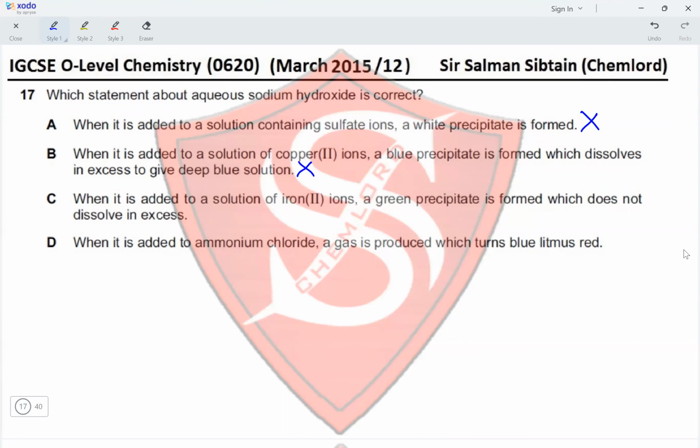So next, when it is added to a solution of iron 2 ions, a green precipitate is formed which does not dissolve in excess. Yes, this is the correct test when NaOH is added in excess to a solution containing Fe2+ ions. And when it is added to ammonium chloride, a gas is produced which turns blue litmus red. Okay, when you add sodium hydroxide and heat it, a gas is produced, but that gas turns red litmus blue, not blue litmus red. So this makes it incorrect. Therefore, the correct option for this question is option C.